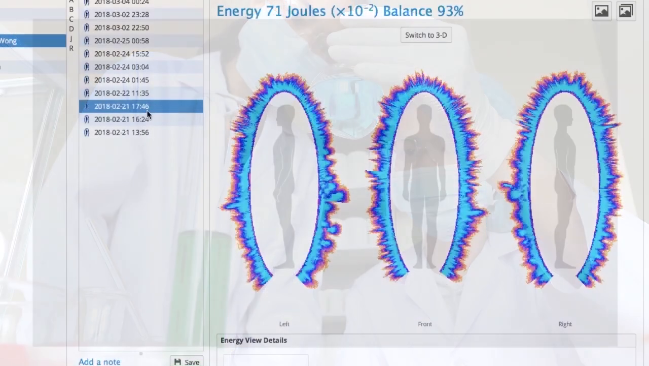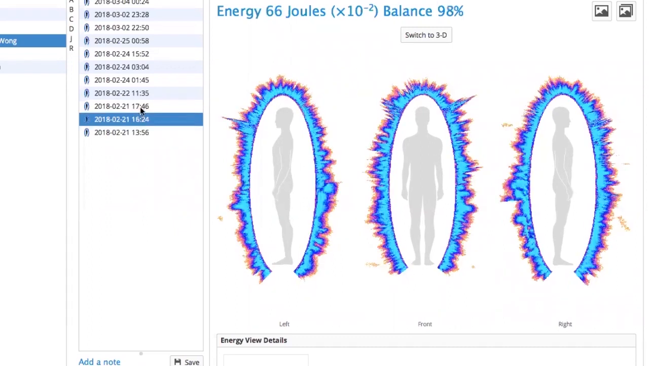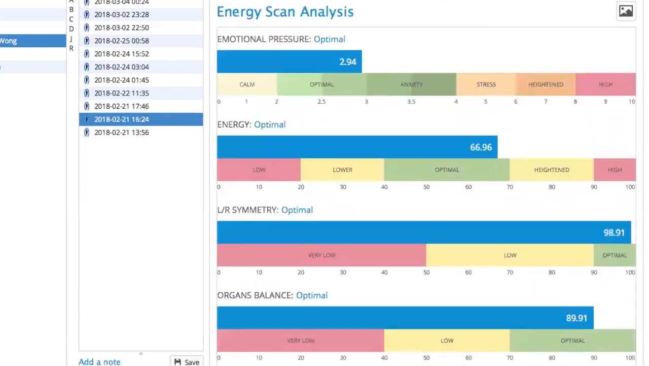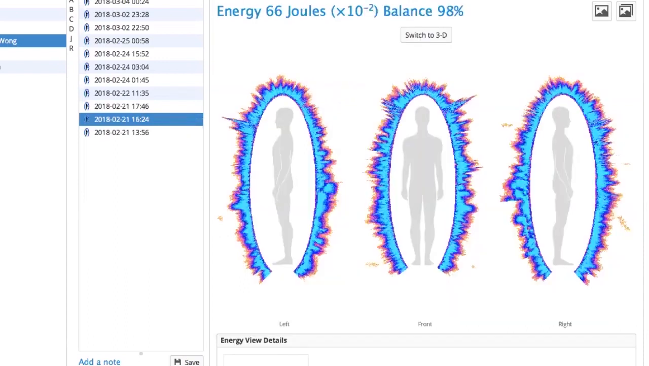Let me show you. For example, I've been doing some training, and as you can see here, this measures your energy fields, your chakras, your balance, and your energy scan. It shows you your health status and energy reserves. So if you want to know whether you have a strong life force, whether your chi is low or high, and whether your life force engine is running properly, this is exactly what you need to take a snapshot of what's going on.